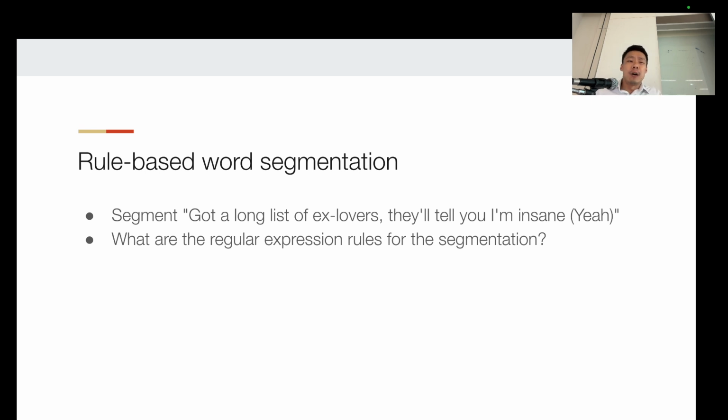But life can be good though. English segmentation is so easy. We can write regex for it. So for example, it might not be that easy. Let's see. "Got a long list of ex-lovers. They'll tell you I'm insane." What would be a good regex for splitting? So now to write this up, you only have to write the regex for the separator, or we call it delimiter. So what's the pattern that's between the words?